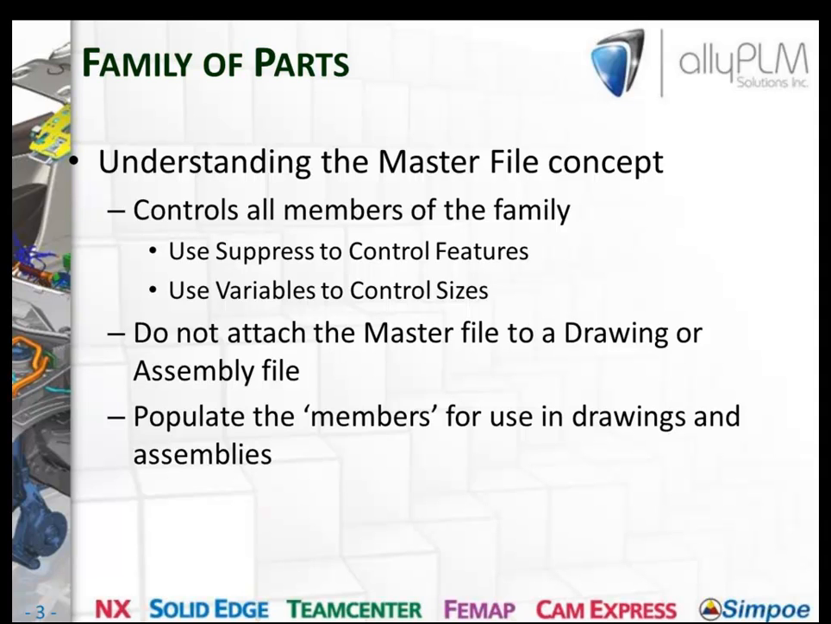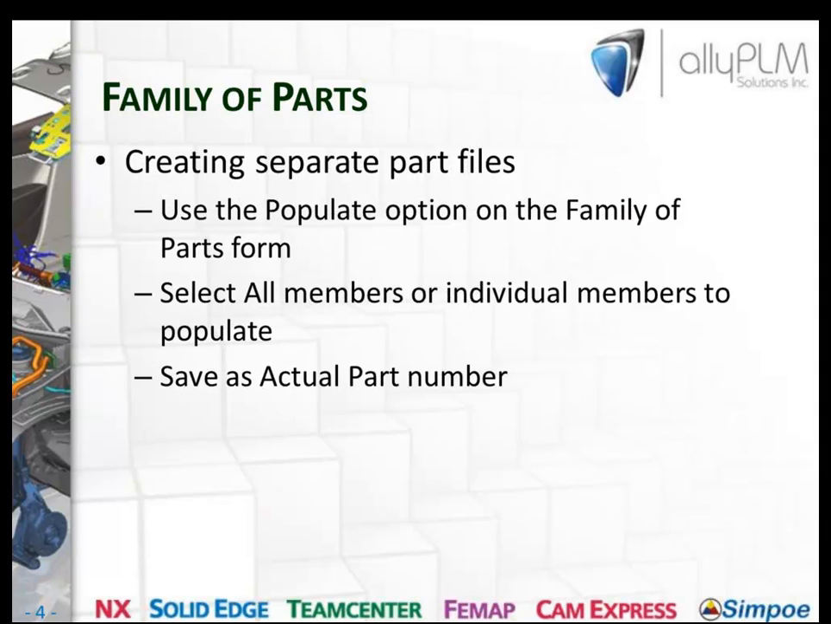The general rule is that the family member should be saved as the actual part number or part name, and the master file would just be saved as a dummy file so that you know not to edit the master file but to edit the members and put those inside of the drawings and the assemblies. So what you do is once you create the family parts, then you can populate each member or just a certain member from that family.